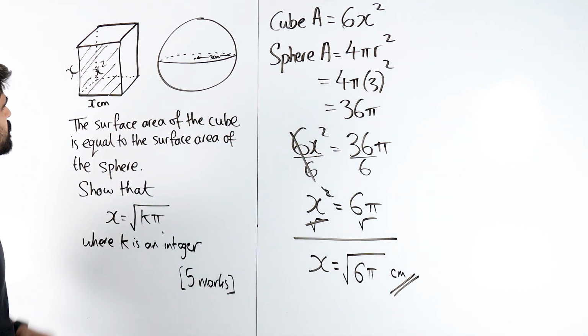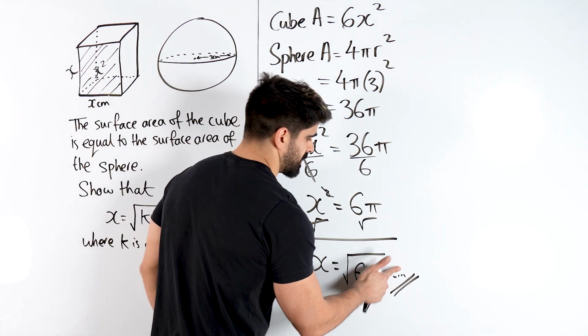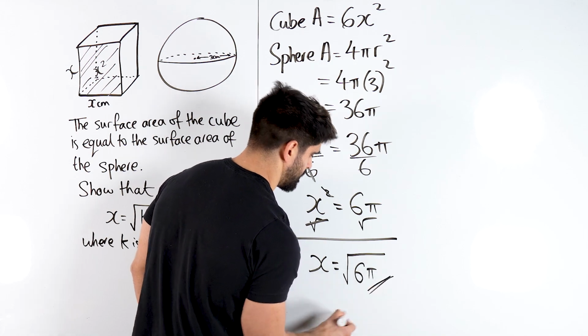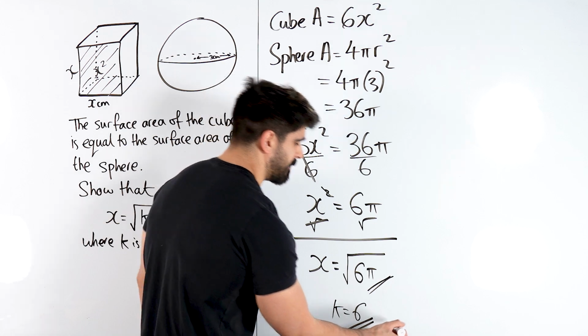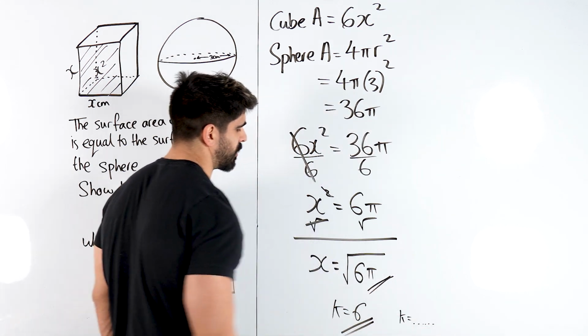You don't even actually have to put centimeters because x is part of the centimeters, but k is an integer. So I'm going to say k is 6. Maybe in the exam they might have a k equals and then you put your answer there. It just depends what they're asking.